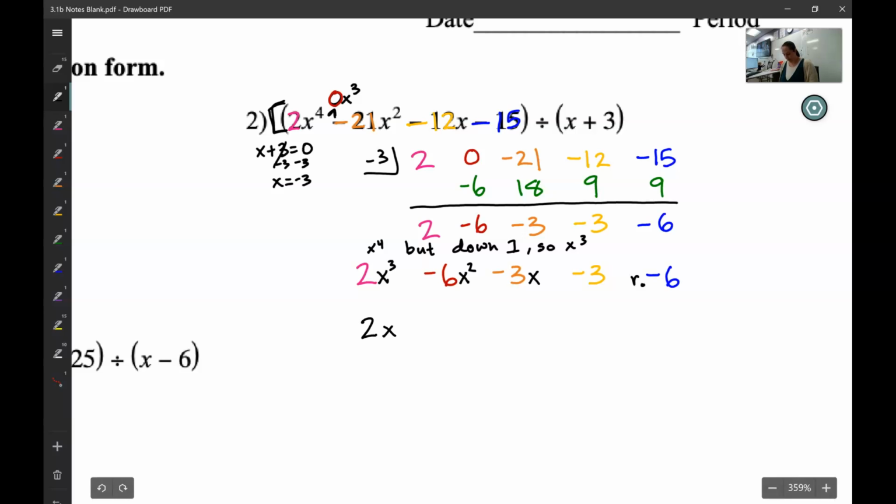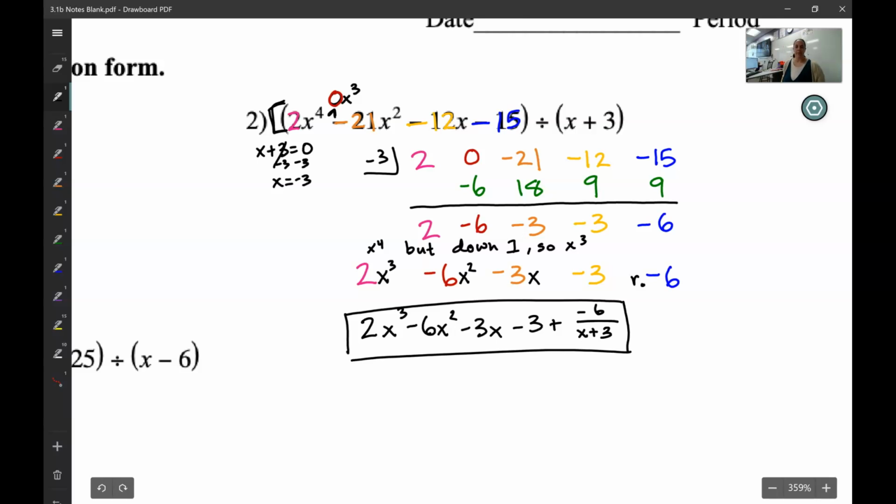Now I write out my final answer, 2x cubed minus 6x squared minus 3x minus 3 plus my remainder of negative 6 divided by what I was dividing by. And there we go. That's it.